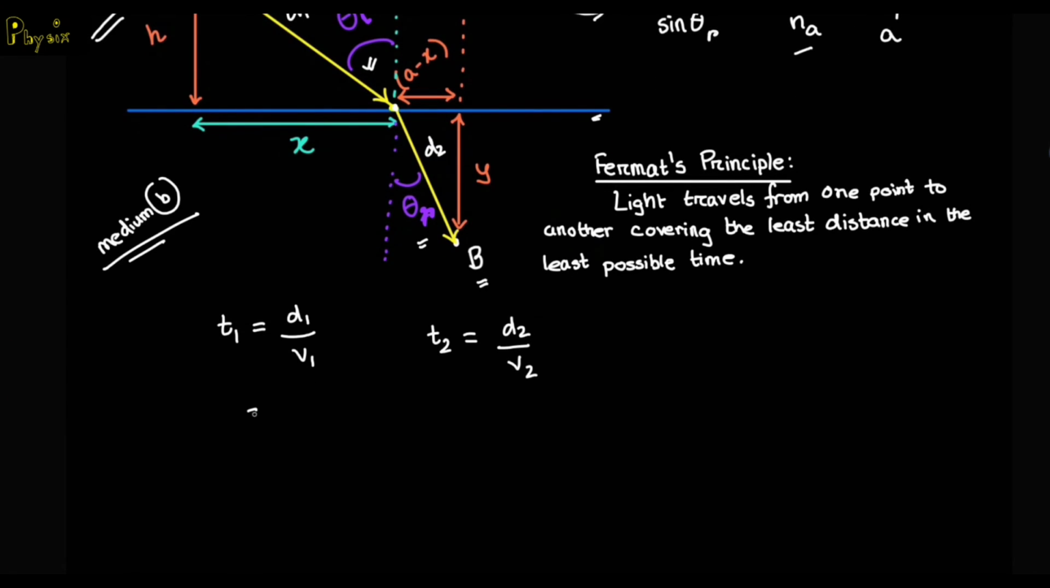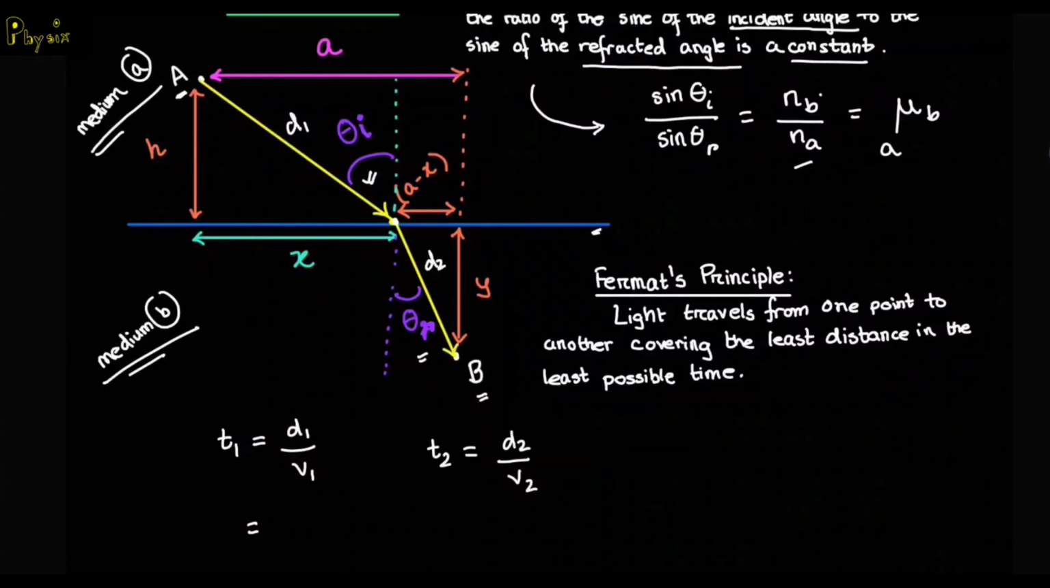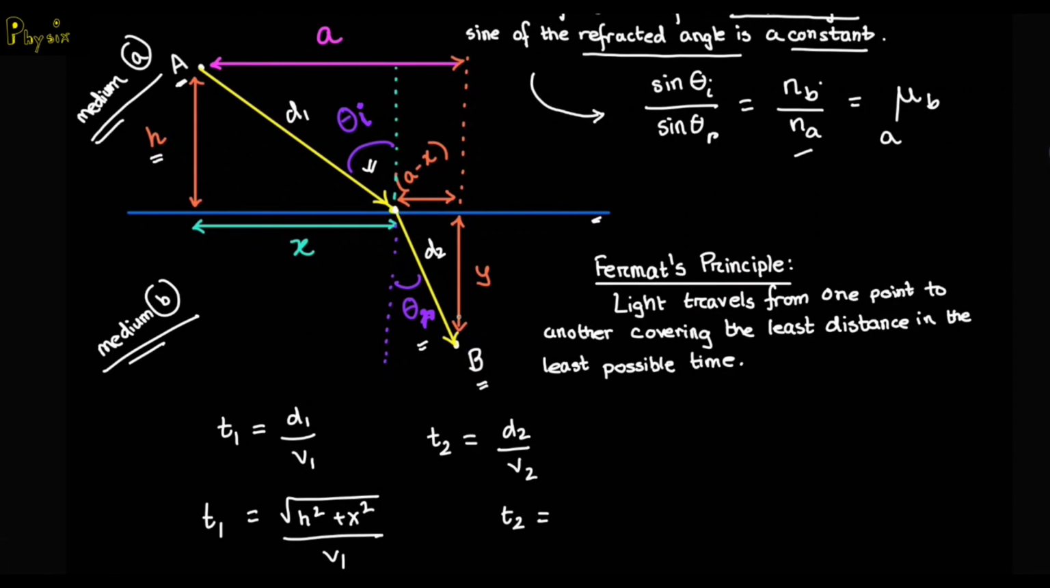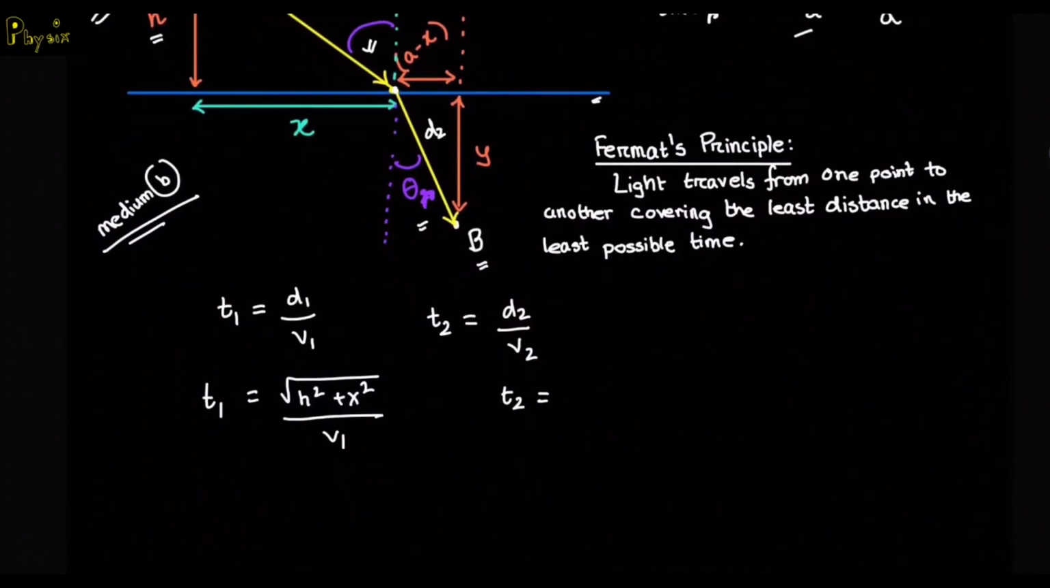Now, what is actually d1? d1 can also be said to be the hypotenuse of this triangle over here, where the perpendicular is h and the base is this x, this sky blue line over here. So you could write t1 as the square root of h squared plus x squared, over v1. And you can also write t2 using the hypotenuse of this triangle over here, a minus x being the base and y being the height. You could write this down as the square root of y squared plus a minus x whole squared, over v2.